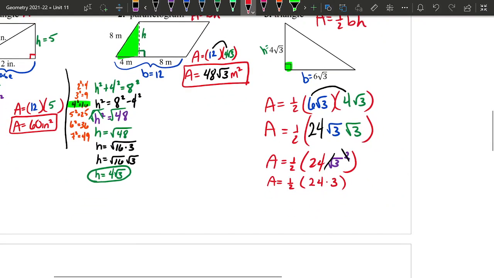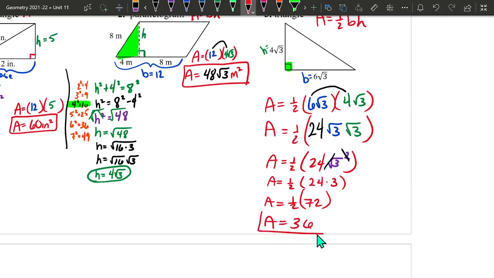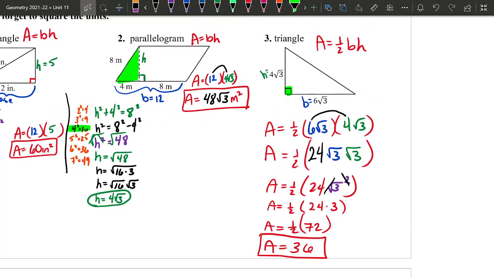Well, 24 times 3 is 72. So the area equals 1/2 of 72. And that is 36. So the area equals 36. And I wasn't given any units, so I guess I could write units squared, but I'm just going to leave it as 36.